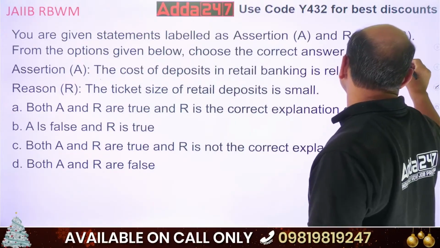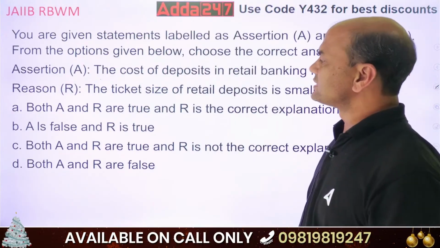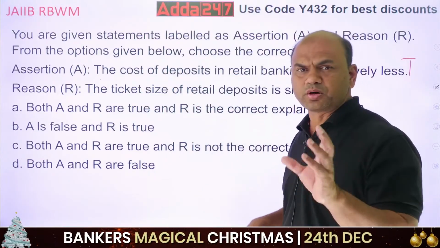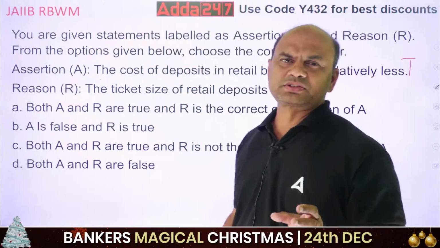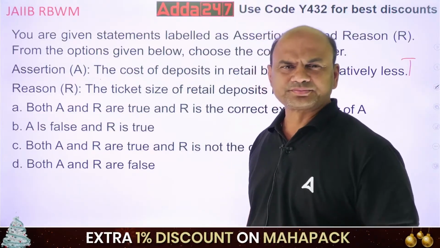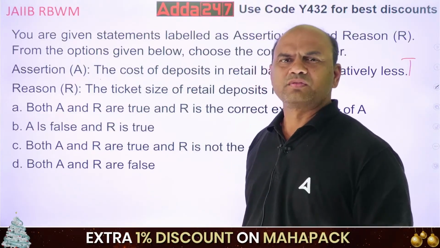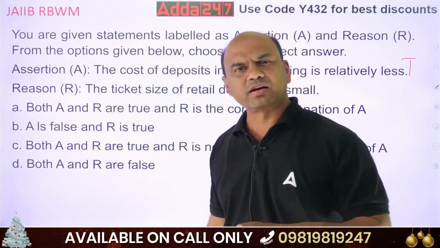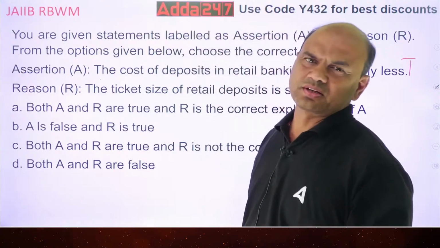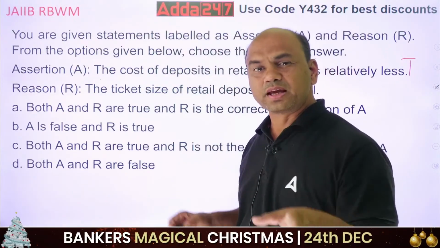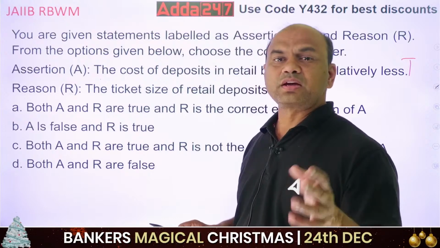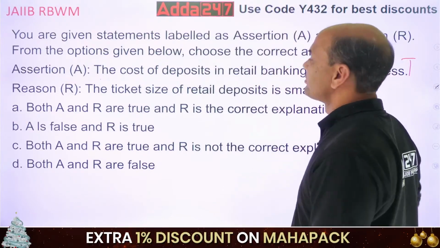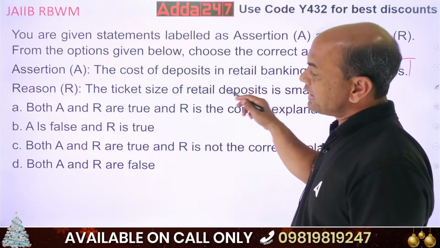So that is true. What about the reason? The ticket size of retail deposits is small. Ticket size, small amounts of deposits we get. FD of 1 lakh, 2 lakh, 3 lakh like that. In savings and current we get balances of 20,000, 30,000, 50,000, 1 lakh. Beyond 1 lakh very few. So this is also true. So A is true and R is true.